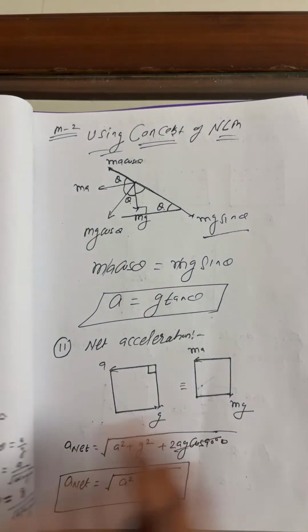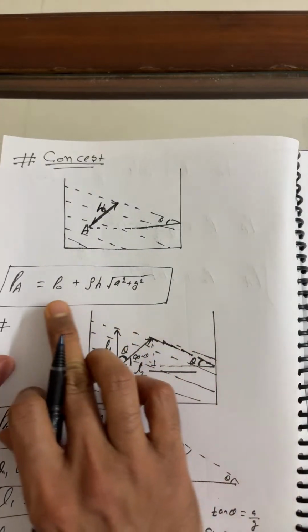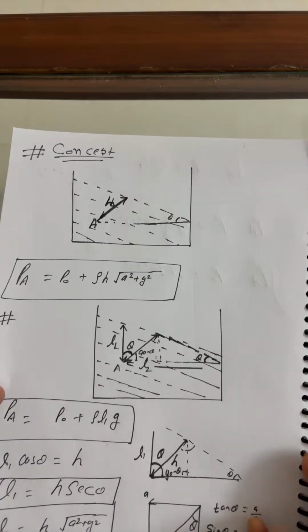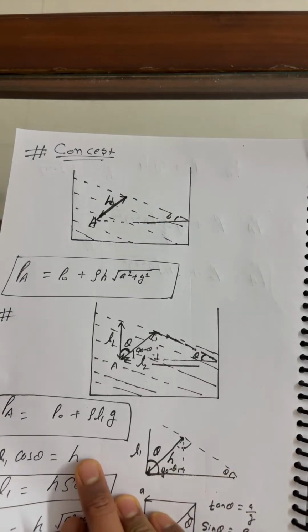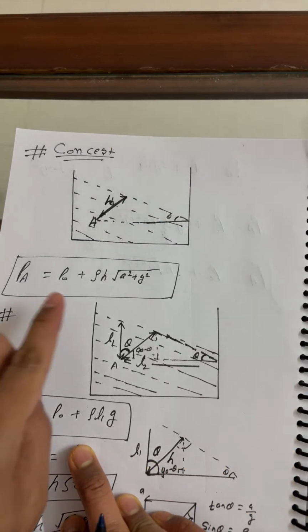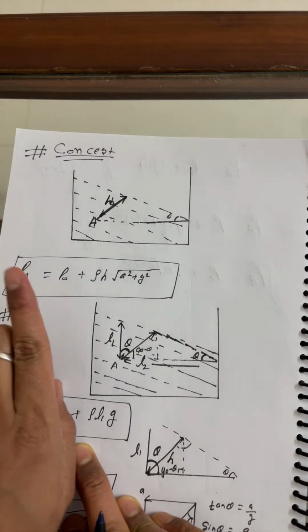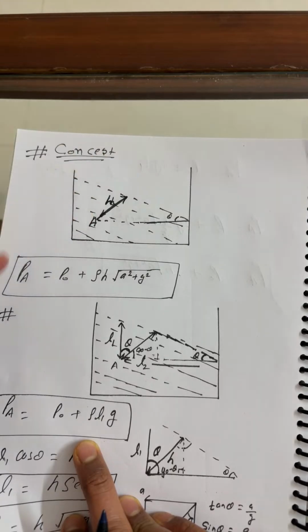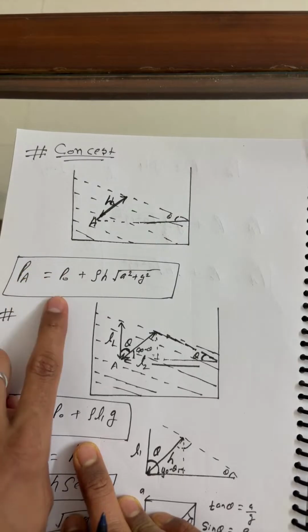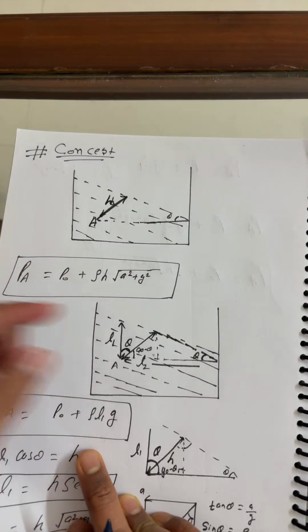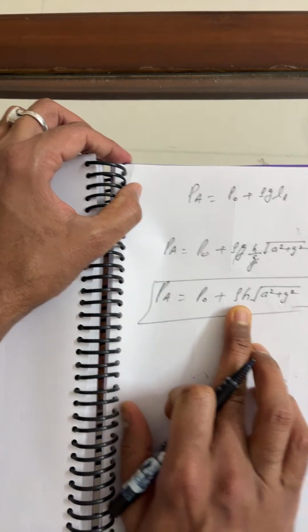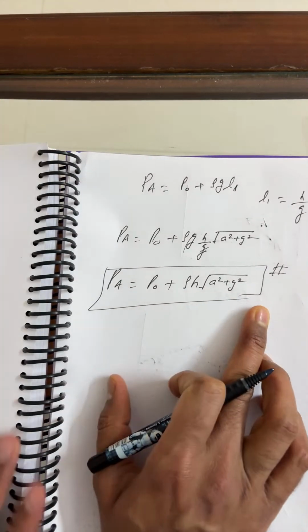Also, I already found this is also pressure at A. So in the paper, you have to be careful which formula to apply, depending on what they are asking. If you want to find pressure at A due to H, then this is the formula. If you want pressure at A due to L1, then it is P naught plus rho h root of a square plus g square.